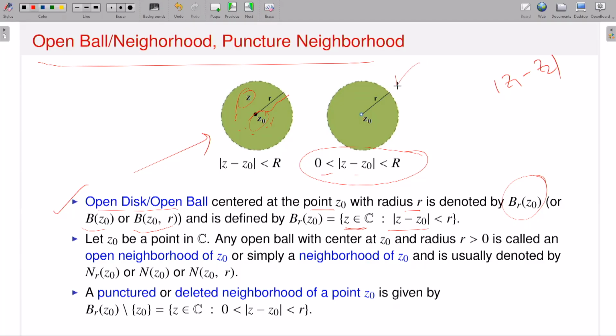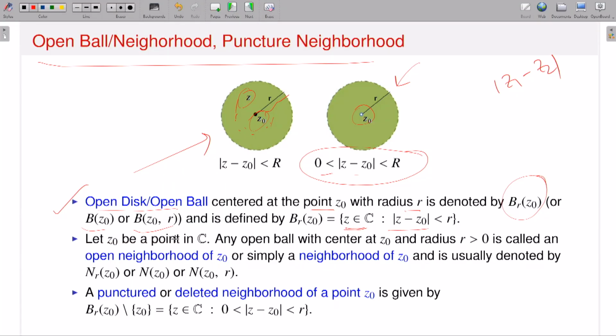So therefore it is the same set except you do not have the center. That means there is a hole or a puncture in the middle of this open ball. That is called a punctured neighborhood or punctured open ball. So this is the open ball, and this is the punctured one.